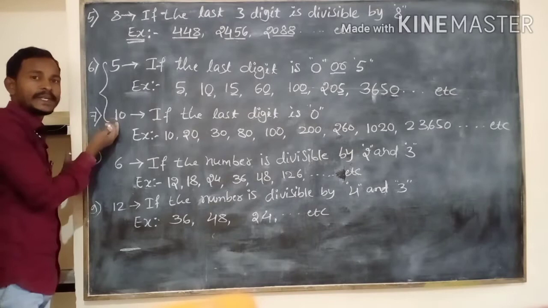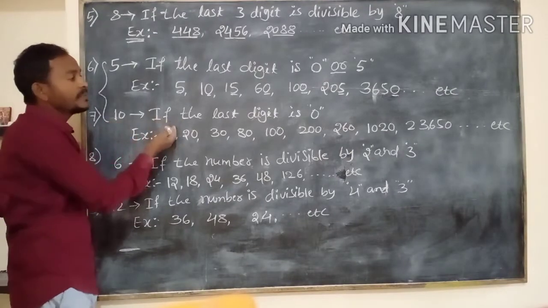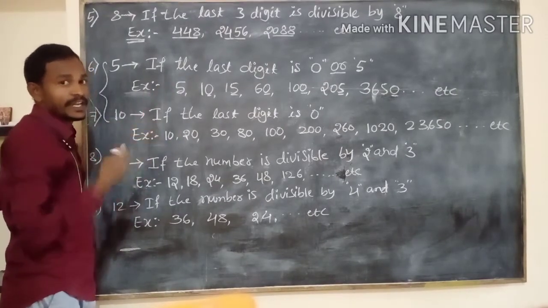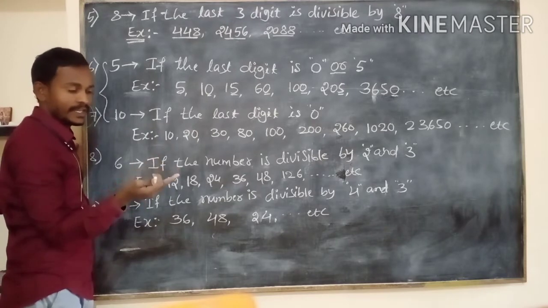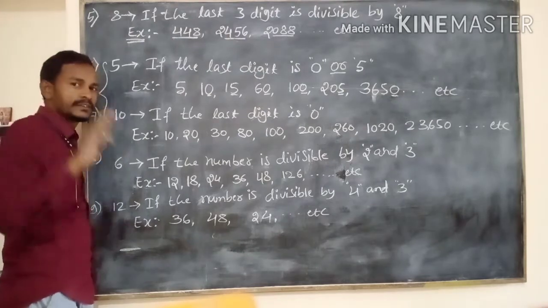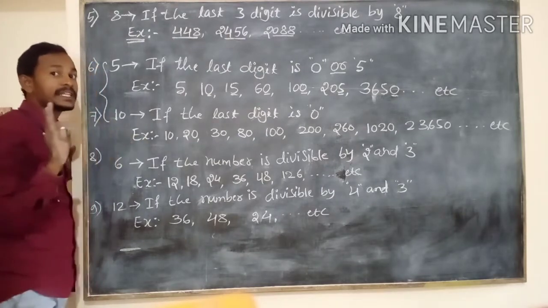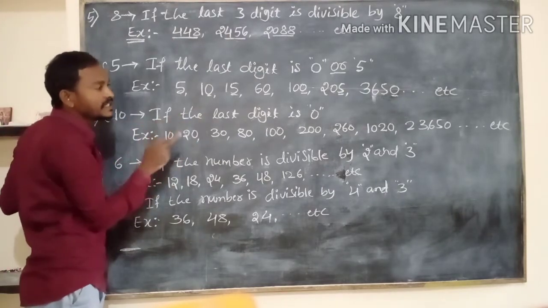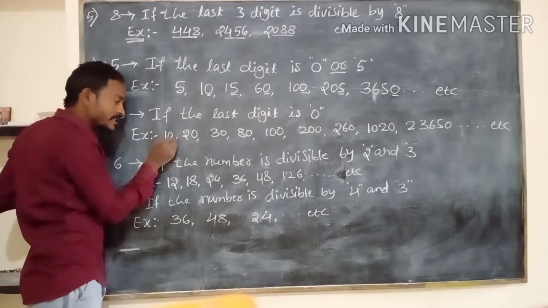Also, the divisibility test for 10 says, if the last digit is 0, just like reading the 10 table: 10, 20, 30, 40, 50, 60, 100. In the unit place, there is only 0. So if the last digit is 0, what does the last digit mean?